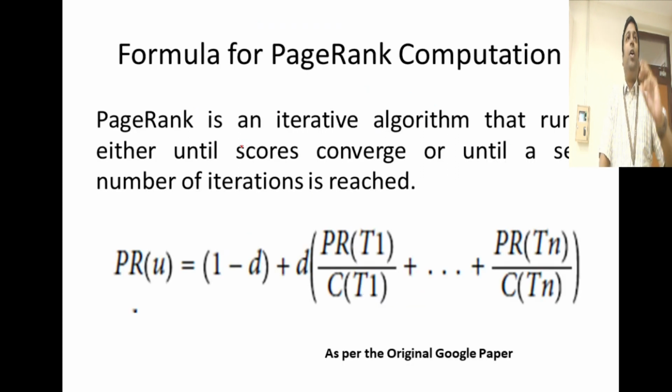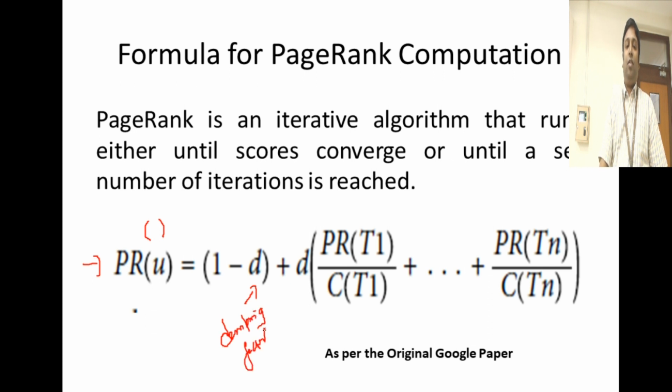So when I say you're computing a score, you need a formula for that. So the PageRank algorithm uses this formula. If you want to compute the page rank of any web page, it is equal to 1 minus d. d is called the damping factor. Plus d into the page rank of a particular page T1 up till the page rank of a particular page Tn, divided by the number of outgoing links for page T1 and the number of outgoing links for page Tn.